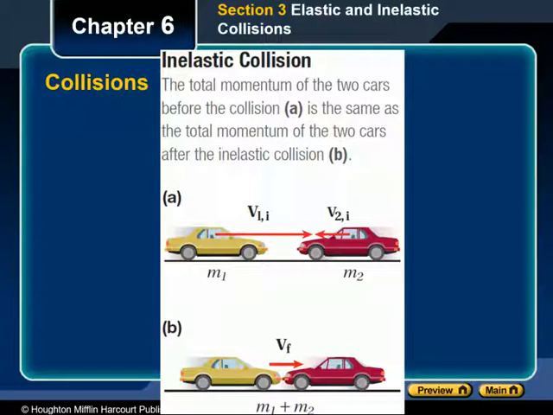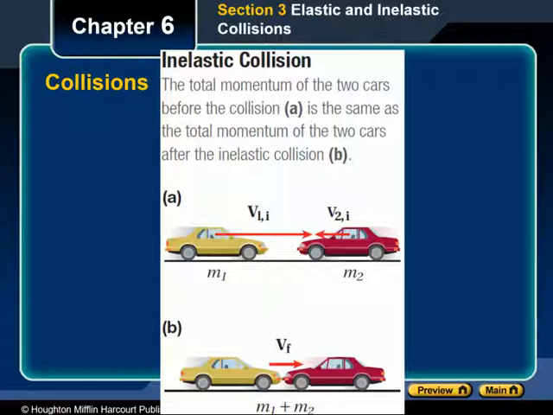Consider two cars of masses m1 and m2 moving with initial velocities v1 initial and v2 initial along a straight line, as is shown on the screen here. The two cars stick together and move with some common velocity vf along that same line of motion after the collision. The total momentum of the two cars before the collision is equal to the total momentum of the two cars after the collision. This simplified version of the equation for conservation of momentum is useful in analyzing perfectly inelastic collisions. When using this equation, it is important to pay attention to signs that indicate direction.